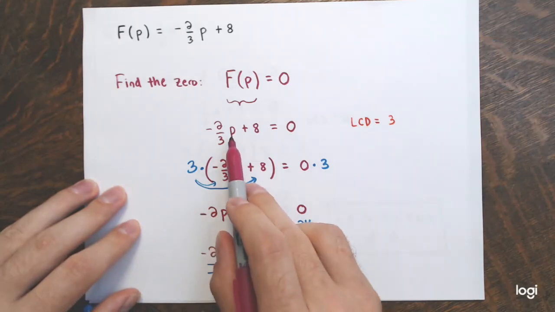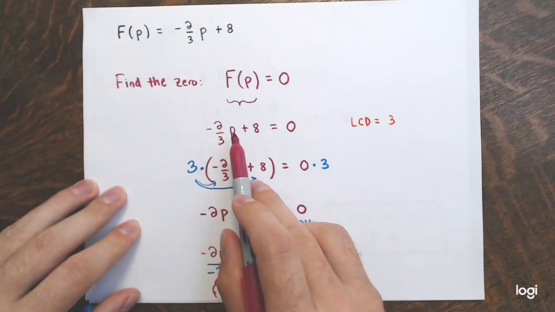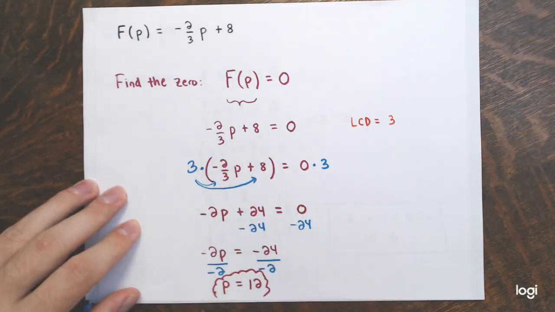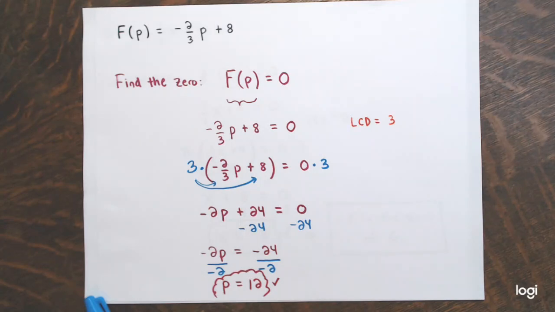Plug in 12 for p. Now 3 goes into 12 4 times, so that'd be negative 2 times 4, or negative 8, and then negative 8 plus 8 is indeed 0. It checks out. Alright, and so that's it.